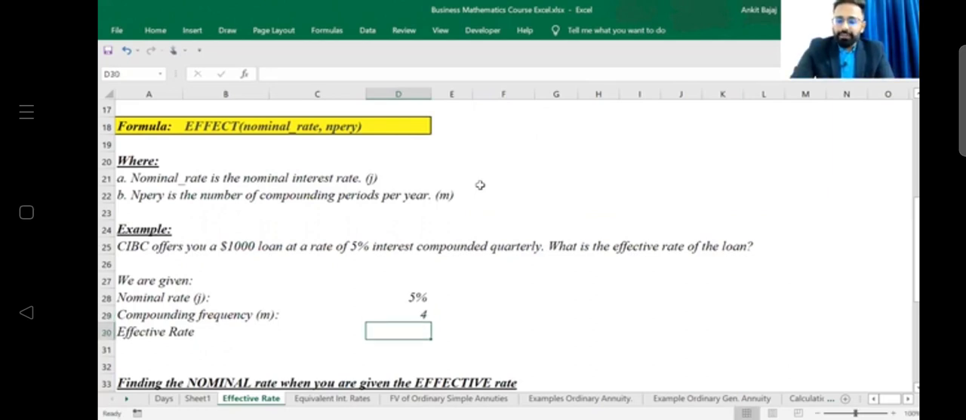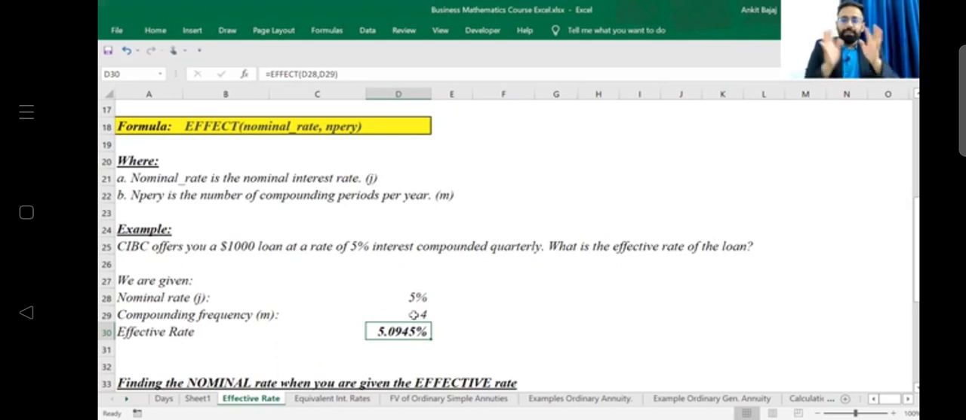Now if you want to find the effective rate, simply apply the EFFECT formula. You write EFFECT and open the bracket. Here the nominal rate is given, so I select this nominal rate, put a comma, and then select the number of periods in a year, NPERY. The number of periods in a year is 4, and I apply this, and your effective interest rate is 5.0945%. So you can apply that formula and you will get this value.